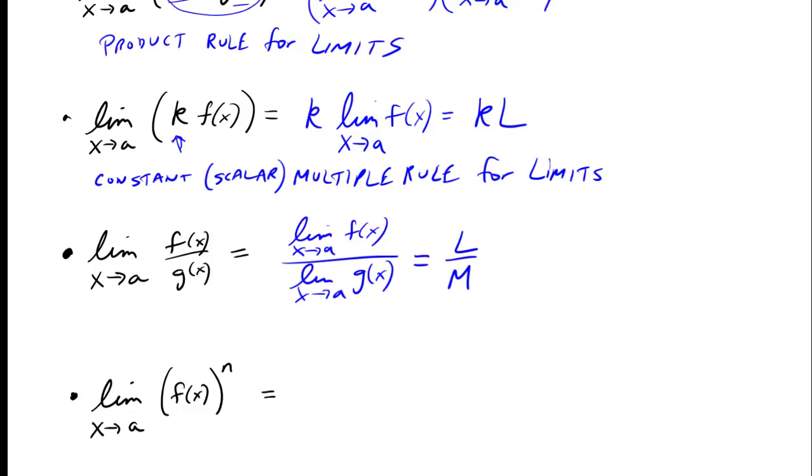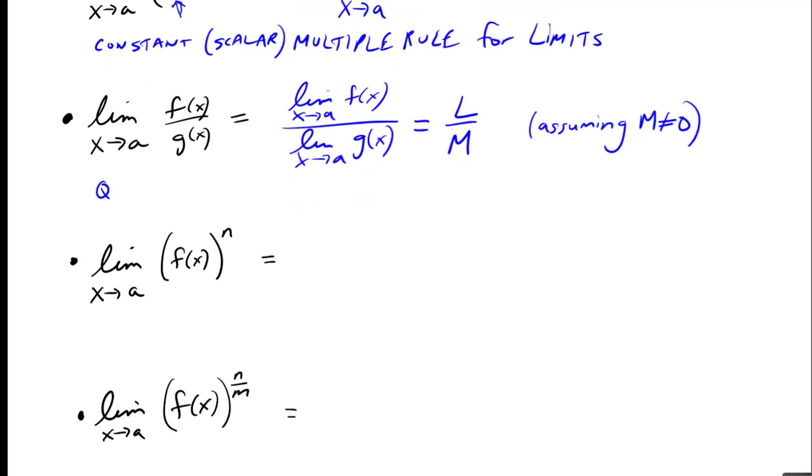Now, we do have to worry about one thing here, because remember, anytime we have something in the denominator, we want to make sure it's not 0. So this would be assuming m is not 0. All right. We'll get to that later on of what happens if we do approach 0 in the denominator. Okay, and this was the quotient rule for limits.